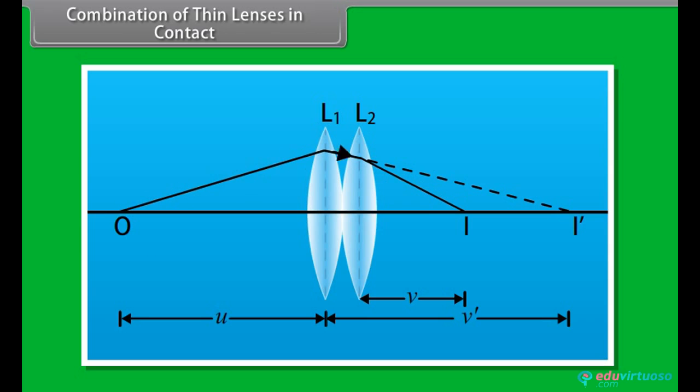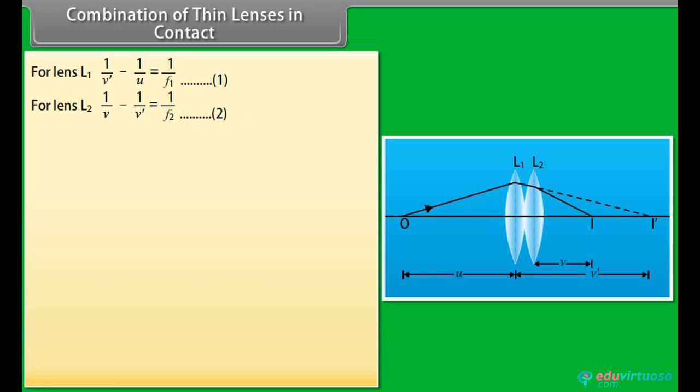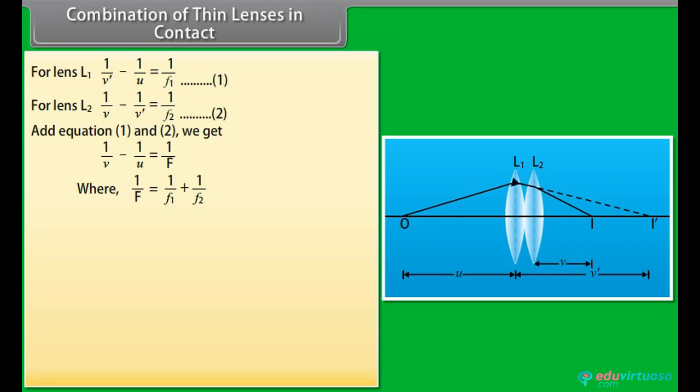L1 alone. If v' is the distance of image I' from the lens L1, then for lens L1, 1/v' minus 1/u is equal to 1/f1, name it as equation 1. For lens 2, 1/v minus 1/v' is equal to 1/f2, name it as equation 2. Add equation 1 and 2 and we get 1/v minus 1/u is equal to 1/f, where 1/f is equal to 1/f1 plus 1/f2.